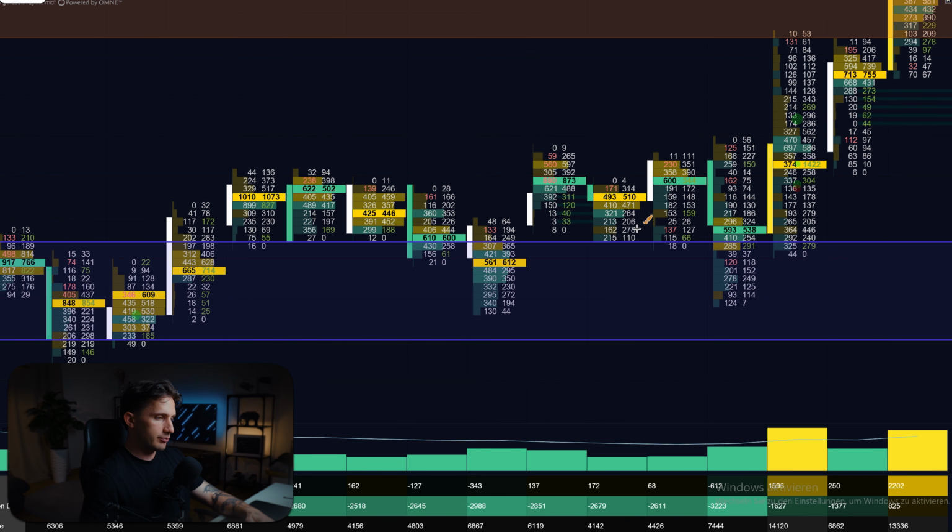You want to see buying imbalances, right? Because you want to buy the market. You don't want to see a lot of selling imbalances, because then the sellers will probably be in control and push through this zone again.